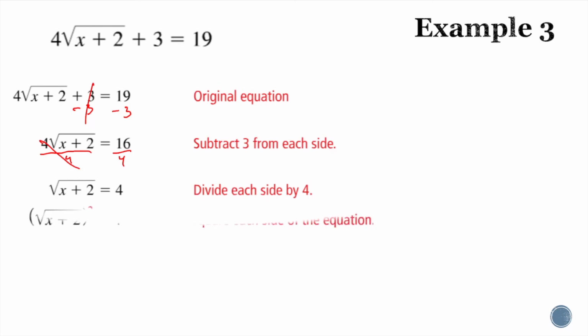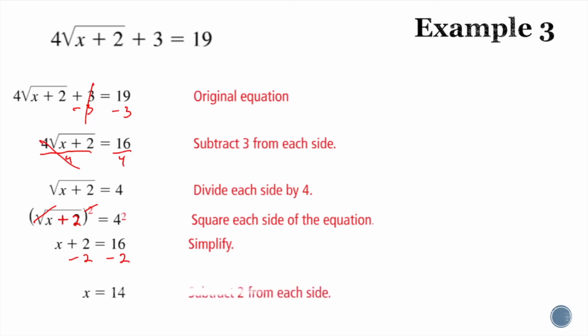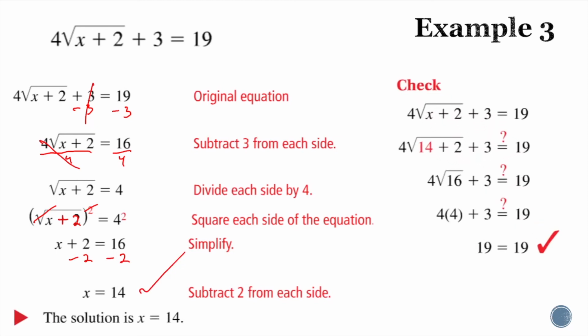Now I must square both sides. Notice that it's a little bit different because I have this plus 2 here. However, I'm just going to bring it down just like I normally do and subtract 2 on both sides, and you get your answer as x is equal to 14. Great. Again, you can check your answer and you will see that it does in fact check out.